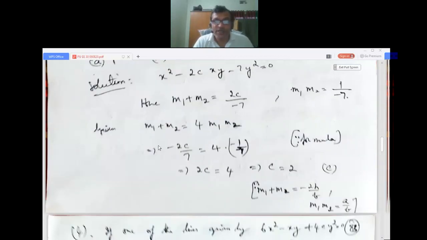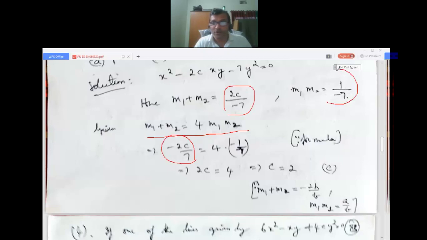It is very clearly given in the question that the sum of the slopes is 4 times the product. The sum of the slopes is 4 times the product means m1 plus m2 is equal to 4 times m1 m2. Now I use this: minus 2c by 7. Then 4 into this value also I use here, minus 1 by 7.